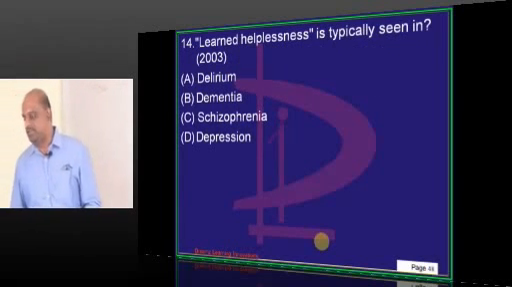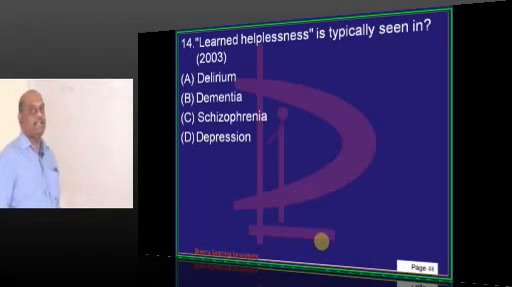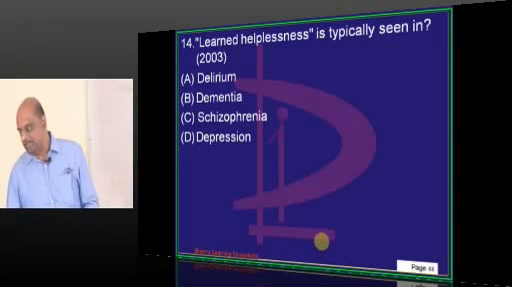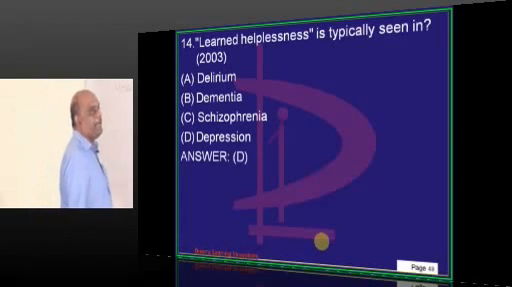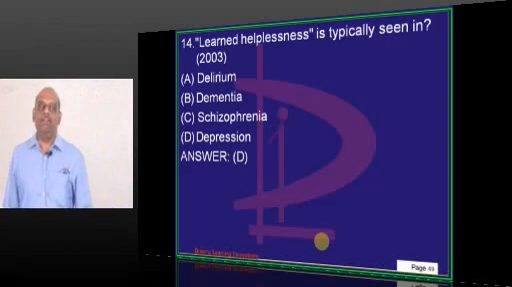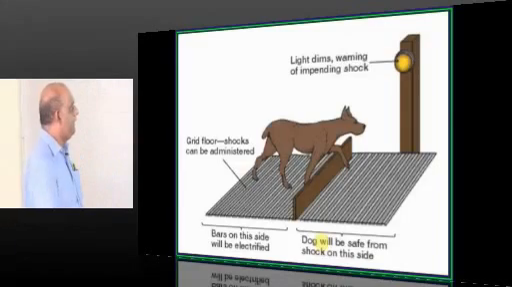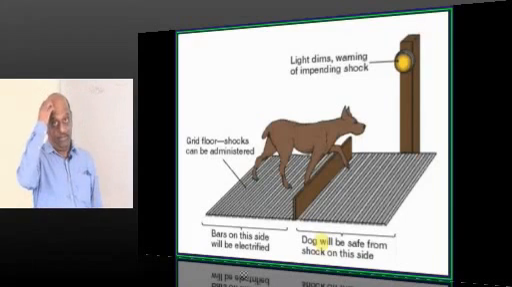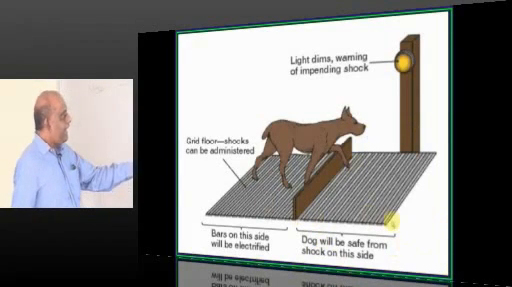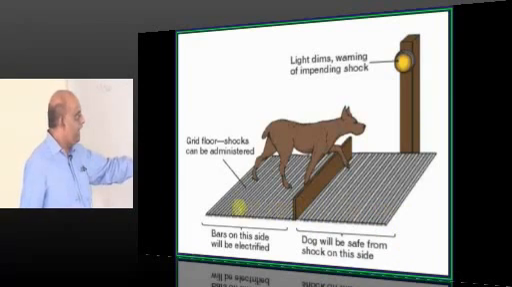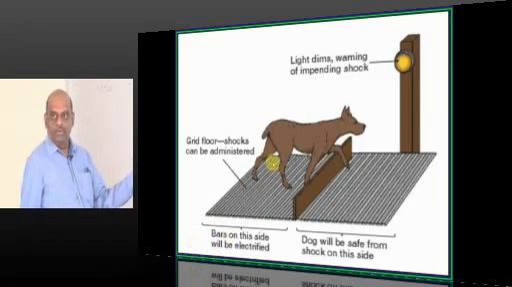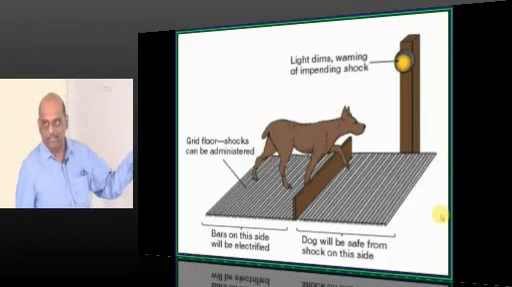Learned helplessness. Where do you typically see learned helplessness? Come on, shoot an answer, doctor. Depression. What is the meaning of learned helplessness? Actually, it is an experiment which was done by Seligman. What did he do? There is an area where there is no shock, and there is an area where there is shock. If you give shock to a dog, it will jump to the area where there is no shock.